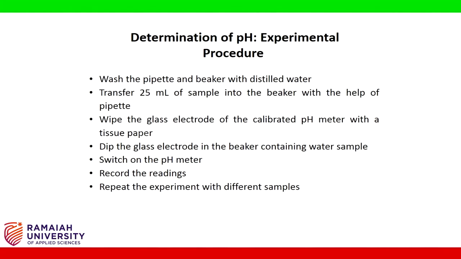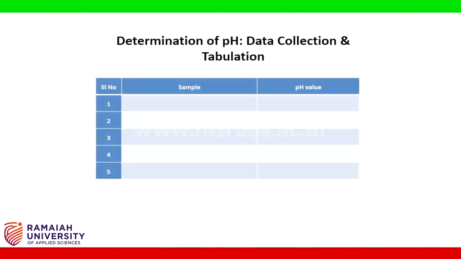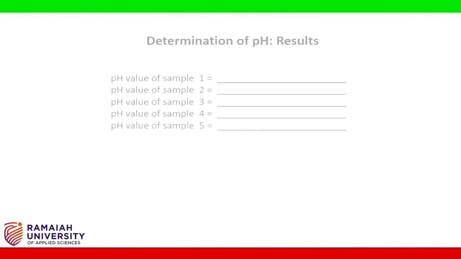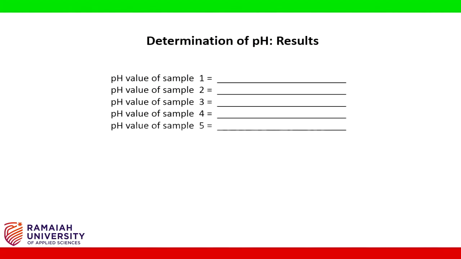Switch on the pH meter. Record the readings. Repeat the experiment with different samples. Data collection and tabulation is as shown in the table. The results of pH value of sample 1, sample 2, sample 3, sample 4 and sample 5 are presented.